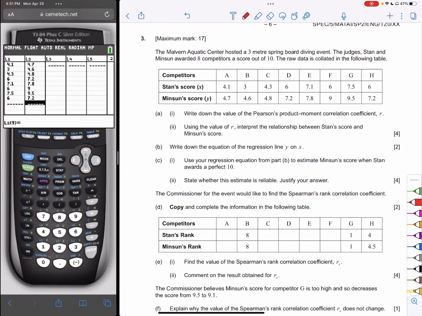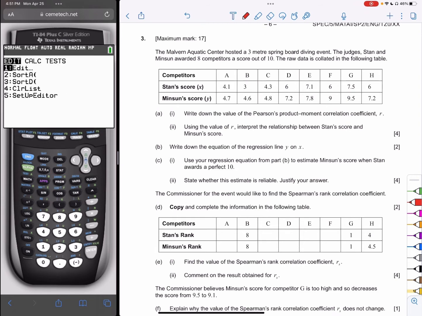All right, so now that we have those values in L1 and L2, in order to calculate our Pearson's product moment correlation coefficient R, we are then going to press stat. We're going to go over to calc, and we're going to run our regression test for linear regression, which is number 4. And we're going to go down to calculate. And as you can see here, I do not see an R on my screen. It just gives me my equation, and it gives me the value of my slope and my y-intercept.